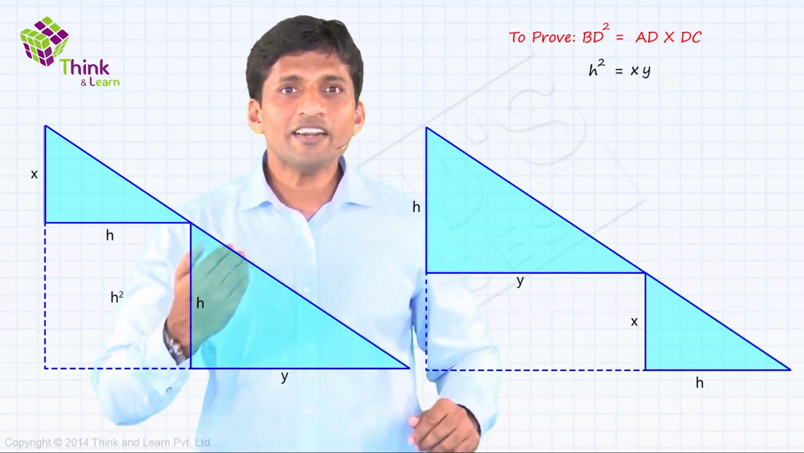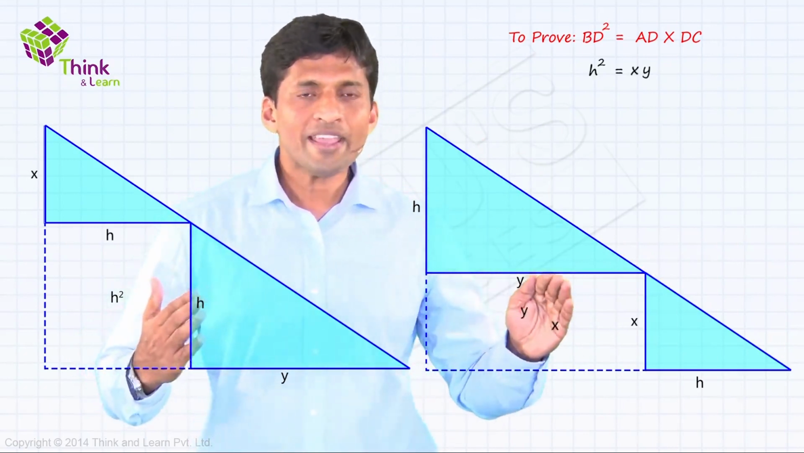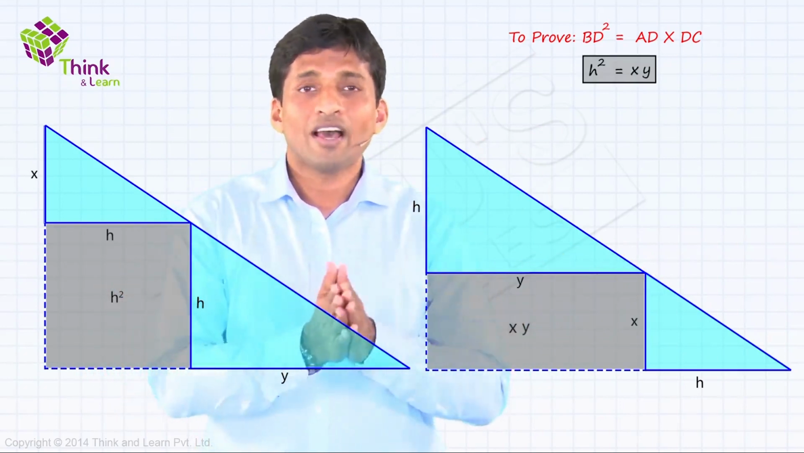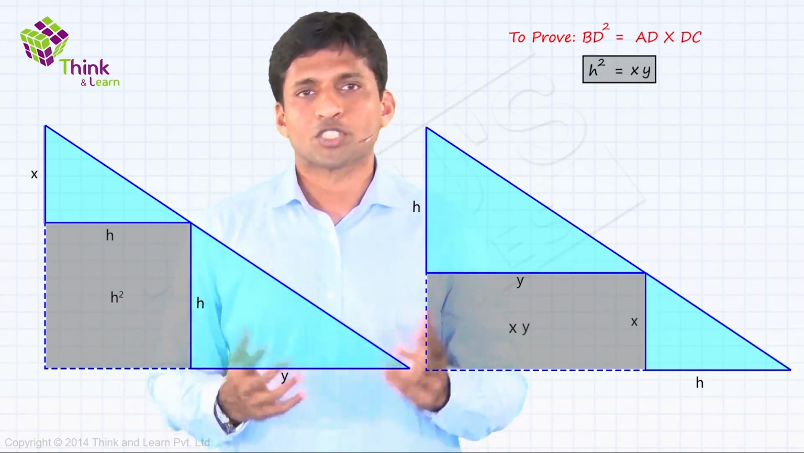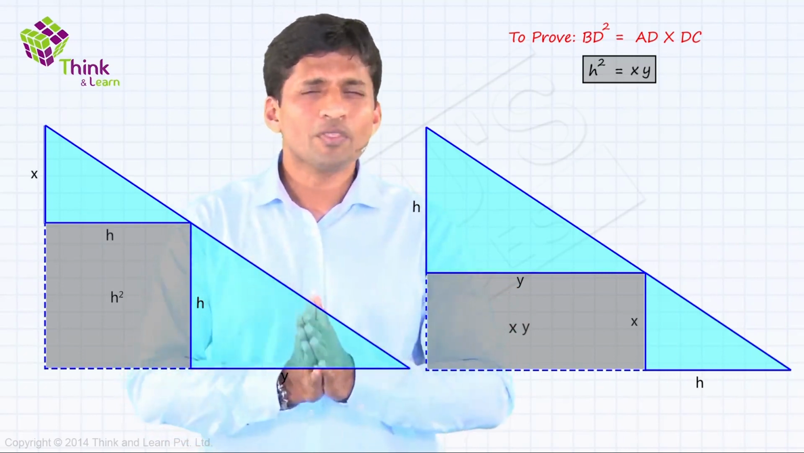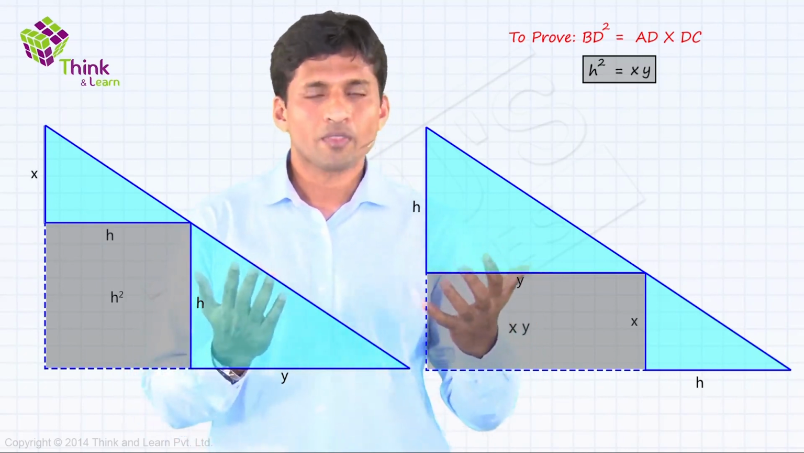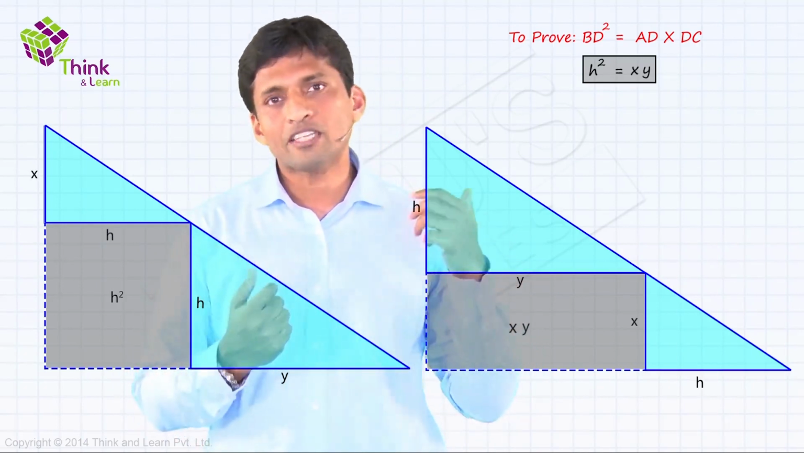Now unshaded region here is H square. Unshaded region here, it is XY, and they are equal. And it's very simple and very interesting. So just like how we visualized Pythagoras theorem, anything can be actually visualized. As you can see here, it's very simple, and that's why it's so interesting.